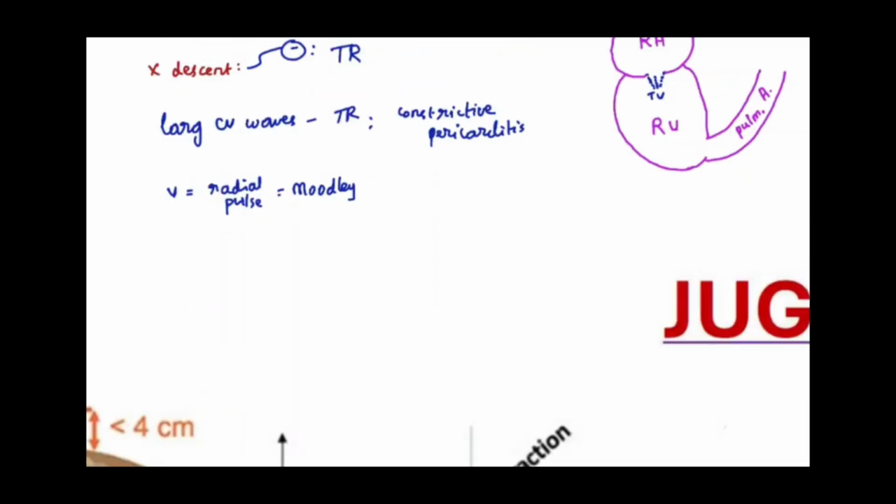So that is why the V wave of JVP corresponds with the radial pulse. This is Modell's sign. Now let's understand the last wave abnormality, that is the Y descent problem. So remember, why was Y descent happening?